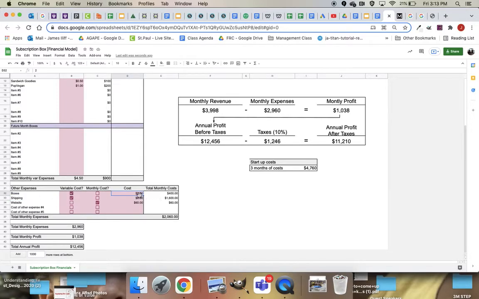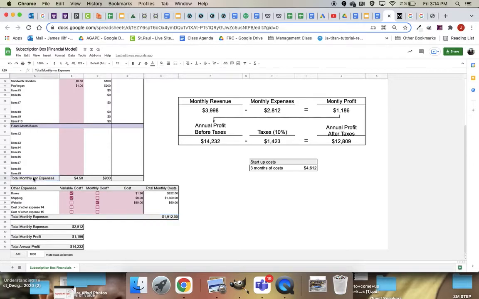So my box, let's say I find out that it's $1.26 per box. And shipping, let's say, is $8 a box. And then my website is a monthly cost. Notice it's not variable. It's a monthly cost. And it's about $60 a month for my website. So total fixed expenses, or total other expenses, is going to be almost $2,000.